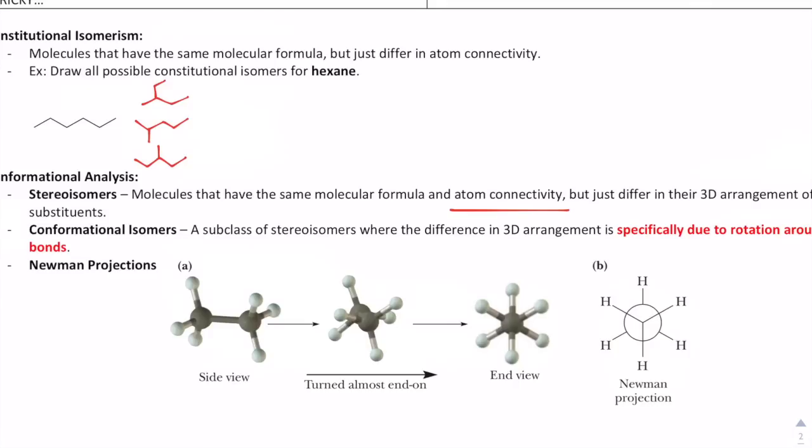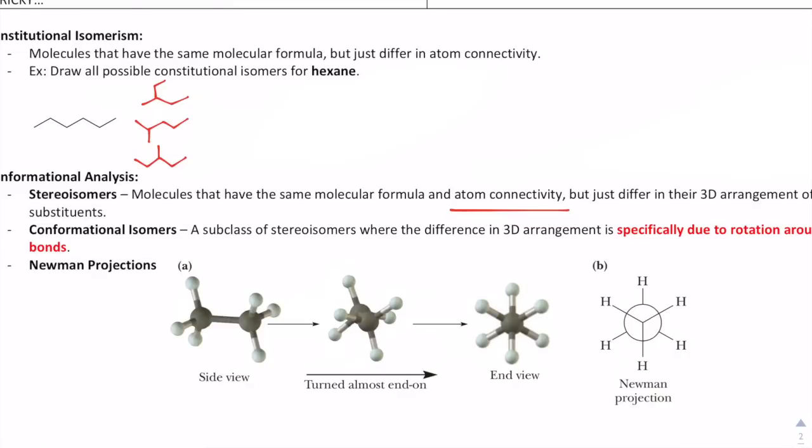So conformational isomers are really a subclass of stereoisomers, which refers to these 3D molecules that differ just based on rotation. Okay? So stereoisomers are a big class of isomers where 3D arrangement is the topic, and conformational isomers are a subclass of that where the 3D difference is just based on rotation. So I hope everyone's a little bit clear on that.